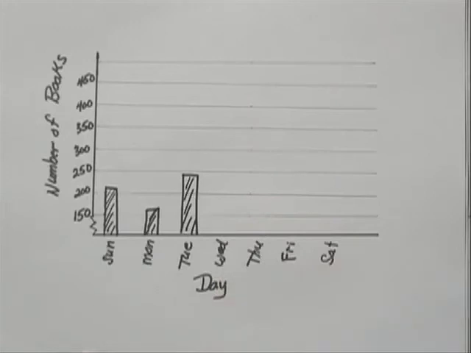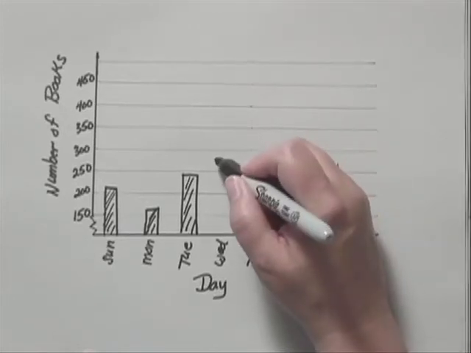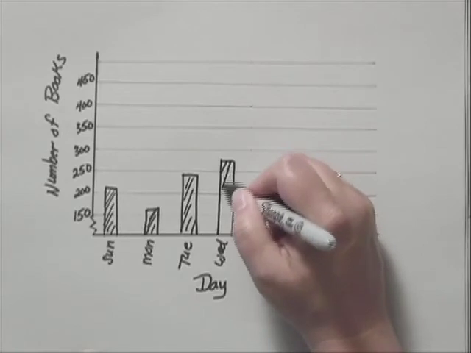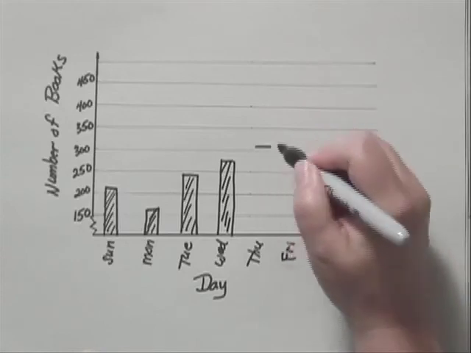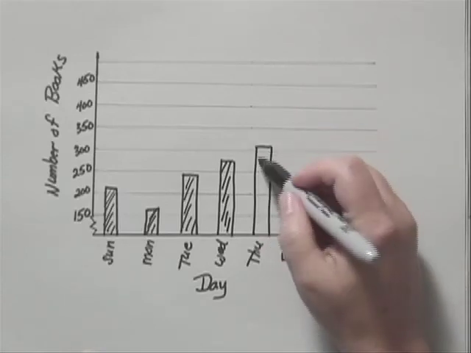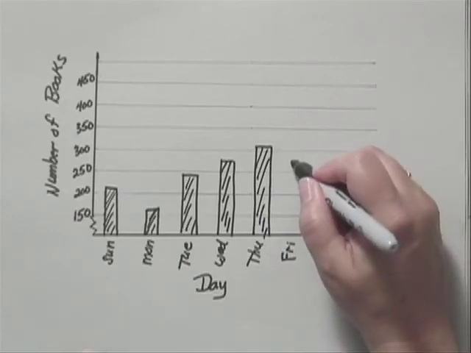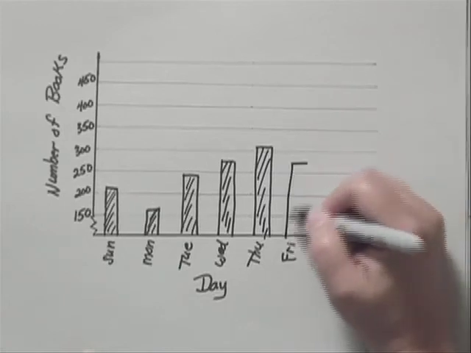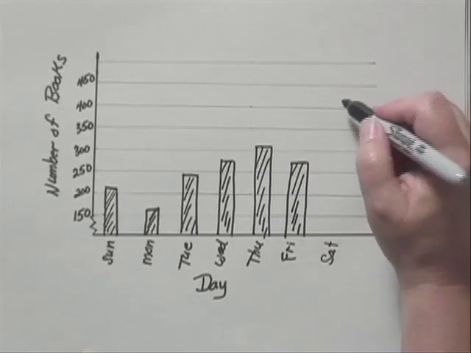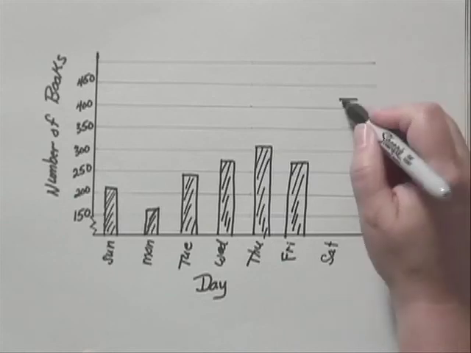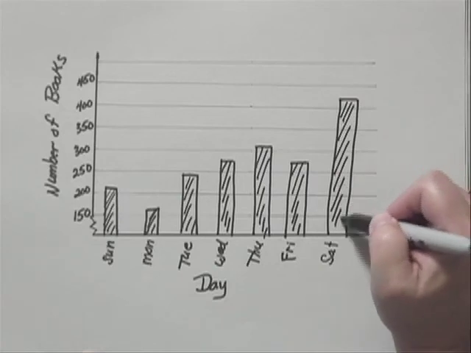And on Wednesday 270, which will take me past the 250, almost halfway between 250 and 300. On Thursday there were 310, which takes me a little past the 300 line. On Friday 275, which is just between the 300 and 250. And on Saturday 420, that's all the way up past the 400 line. And this is a vertical bar graph of the data.